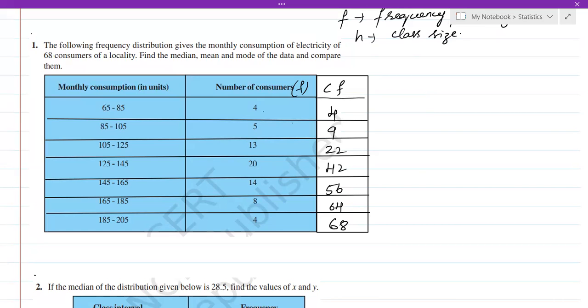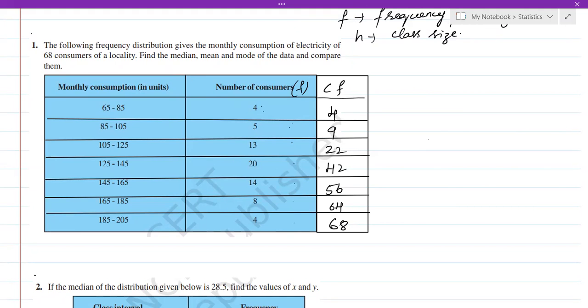What we did here was first term as it is, 4 as it is, then 4 with 5, add it and write the answer. Then 9 with 13. Then 22 with 20. Then 42 with 14. Then 56 with 8. Then 64 with 4. This is what we did to get the required CF. Once we find the CF, the next thing is to write the formula.